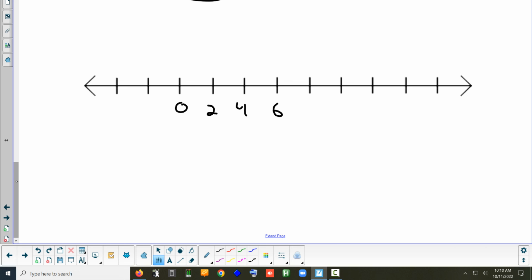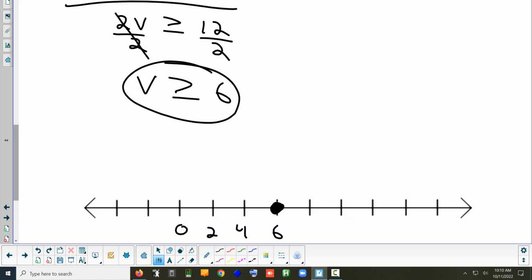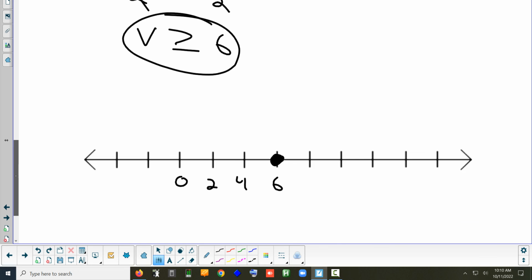And Abby, what number is the closed circle going to go on? 6. Good. And Aiden, is that set up in the order that we like it? Yeah, letter, symbol, number. That's perfect. So this tells me, if you make an arrow out of it, it tells you which way to shade. So we're going to shade everything to the right of 6.